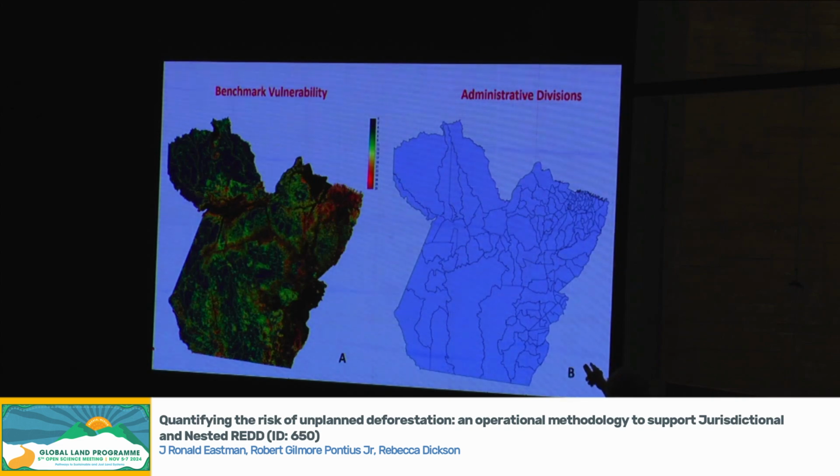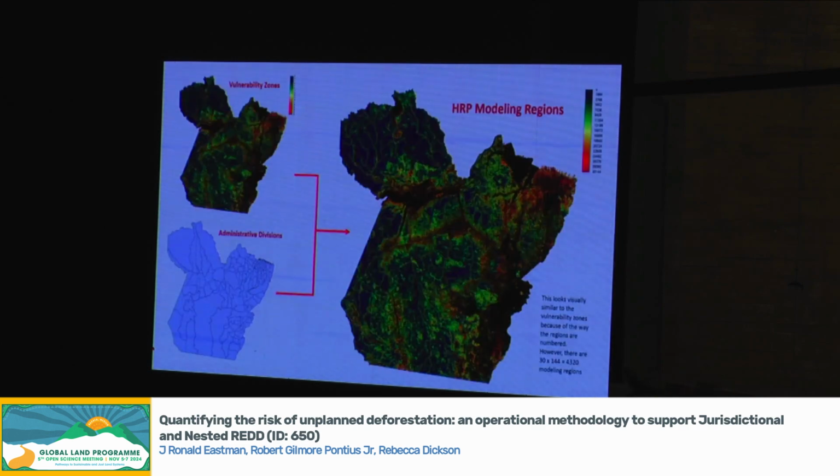Then we combine that with a map of administrative divisions. Administrative divisions are useful techniques that jurisdictions use to manage land. They are typically the units in which decisions are made about the allocation of land. So we're going to combine those two to form a series of modeling regions.